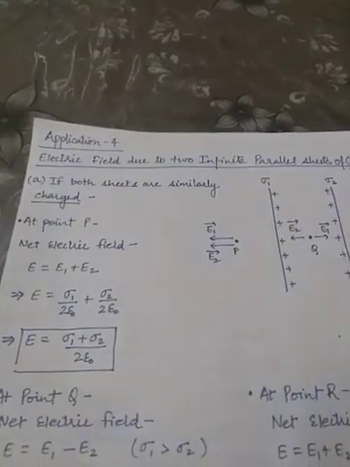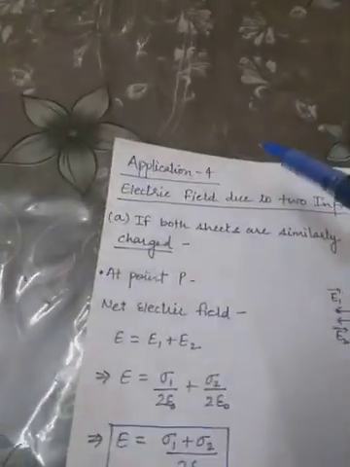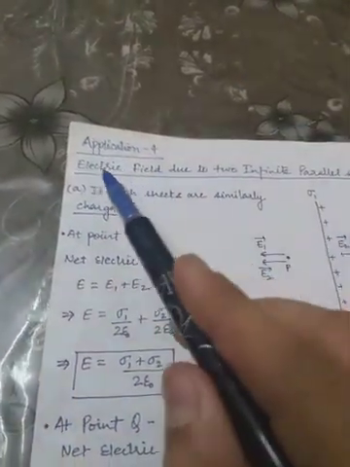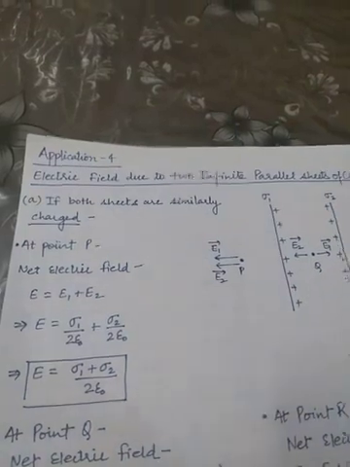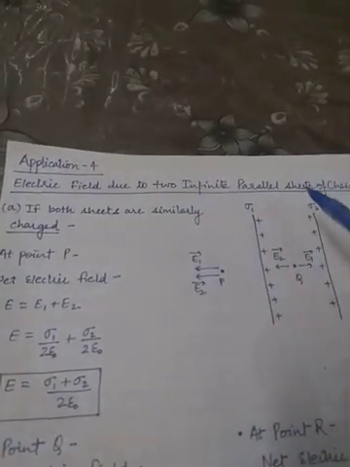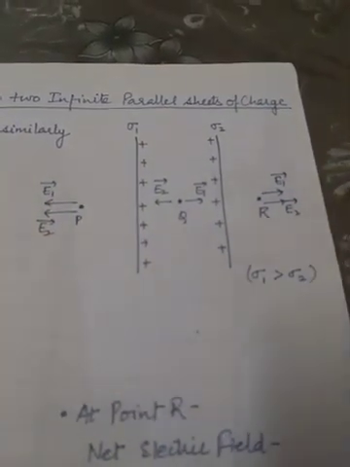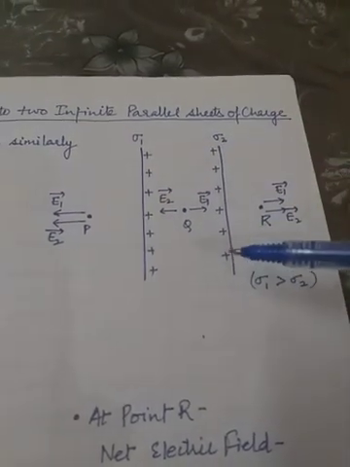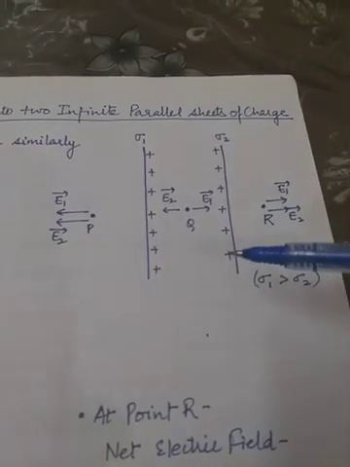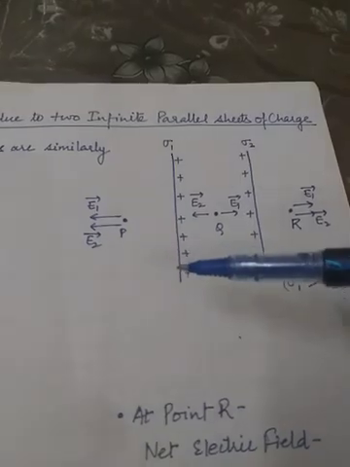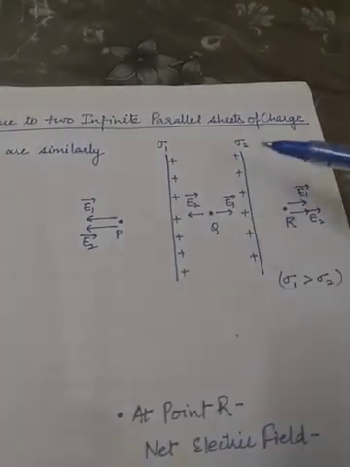Hello everyone. So this is our next topic, application number 4 of Gauss theorem, that is intensity of electric field due to two infinite parallel sheets of charge. Here we can see there are two parallel sheets of charge. They are actually looking like wires, but actually they are sheets. The cross section of a sheet is always a straight line, so these are the cross sections of two sheets.